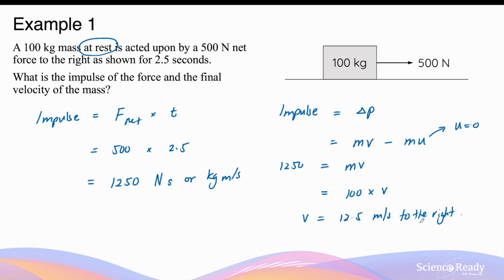The direction of the velocity is to the right because in this example, I've already previously defined the right to be positive and the left to be negative.